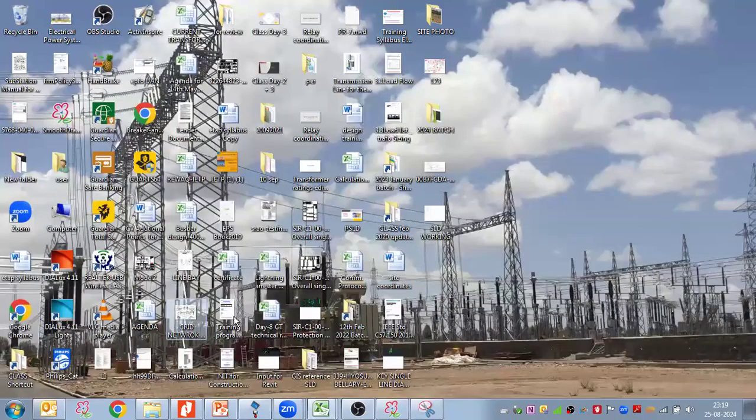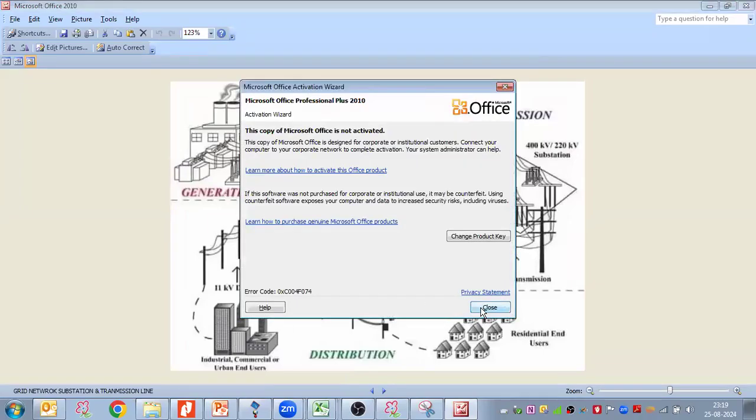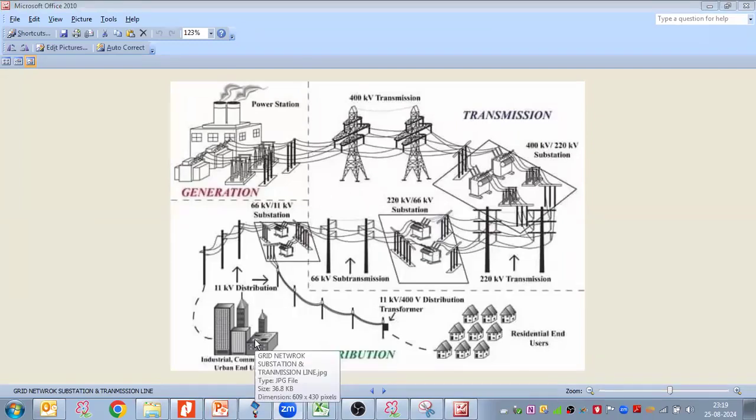Sir, I have a doubt. When we are modifying an existing substation, we are adding some extra loads. This is an old system, so how will it impact the short circuit? I'll come to you. Just hold on. Just wait a moment.